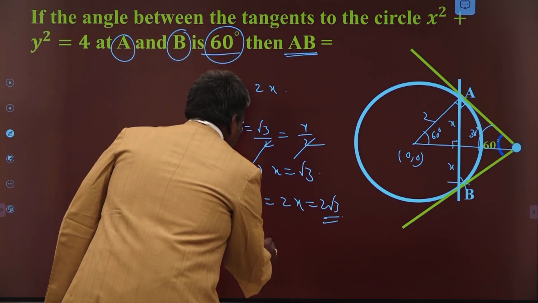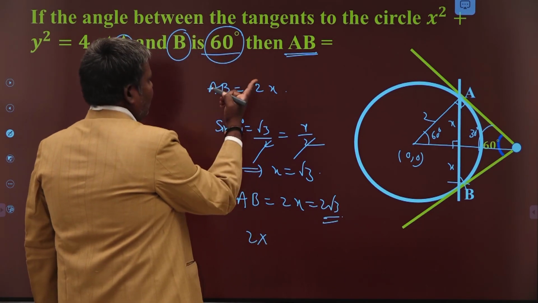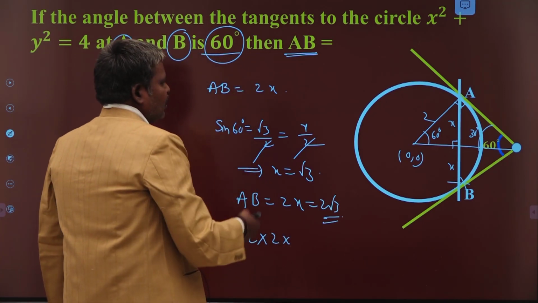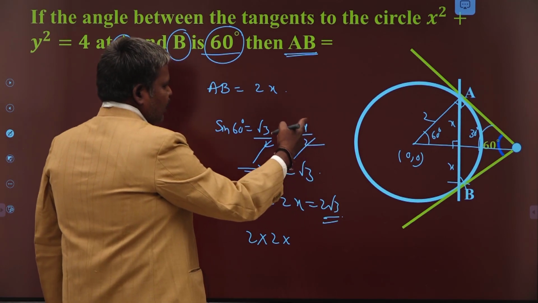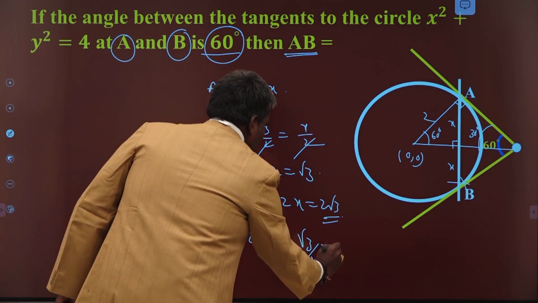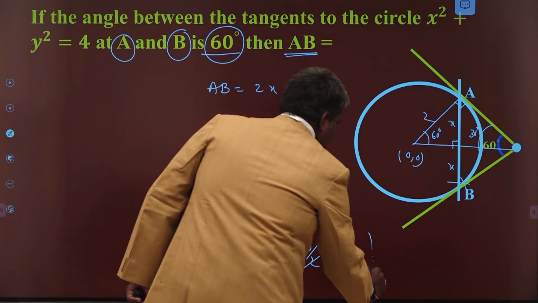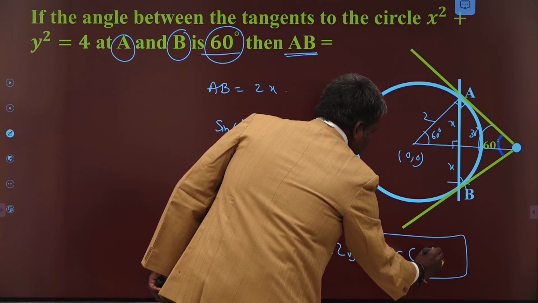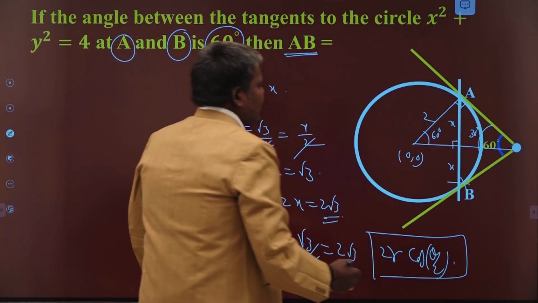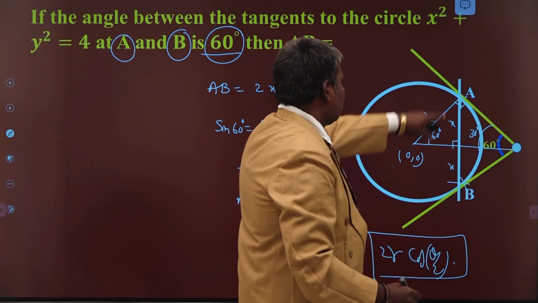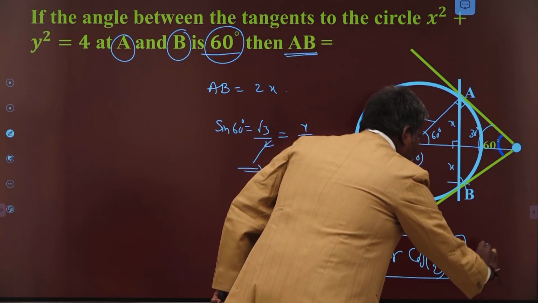2 times, what is the radius of the circle? Radius of the circle is 2 units. Cos theta by 2. What is the cos of 30 degrees? Root 3 by 2. So, root 3 by 2 gets cancelled. That is 2 root 3. This is the formula for the length of the chord, 2r cos theta by 2. Theta is the angle between the corresponding tangents and r is the radius of the circle. Then the length of the chord is obtained by this formula also.